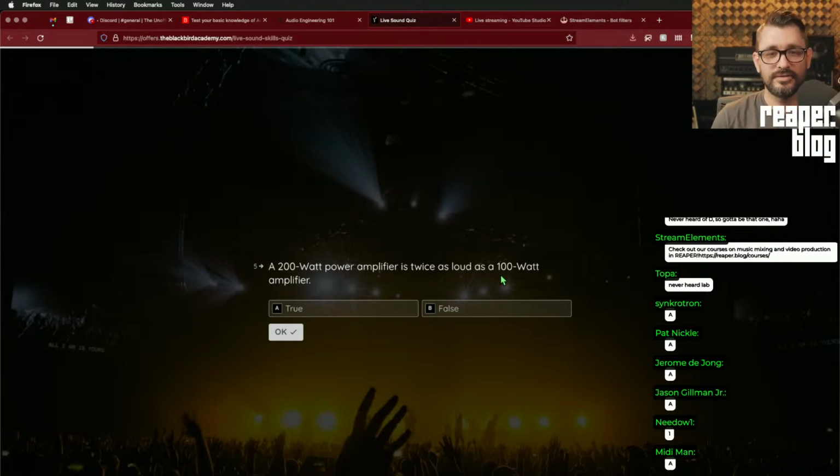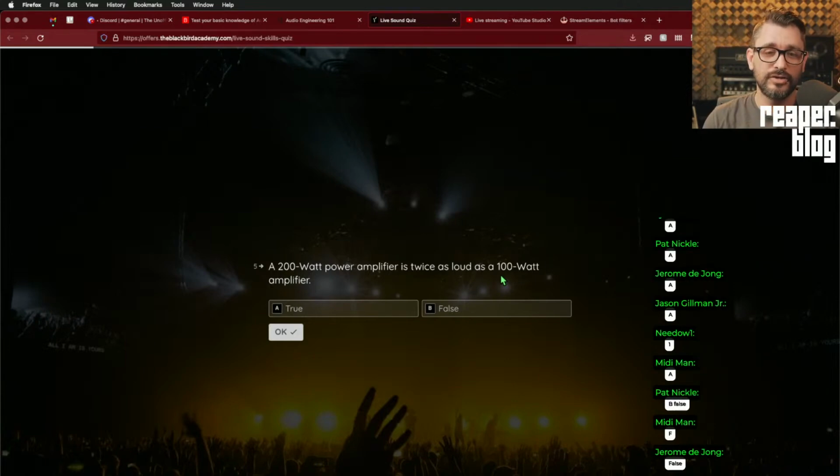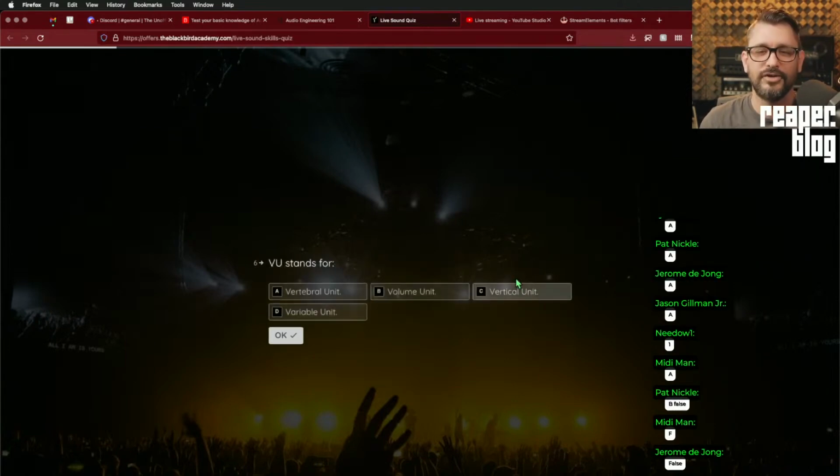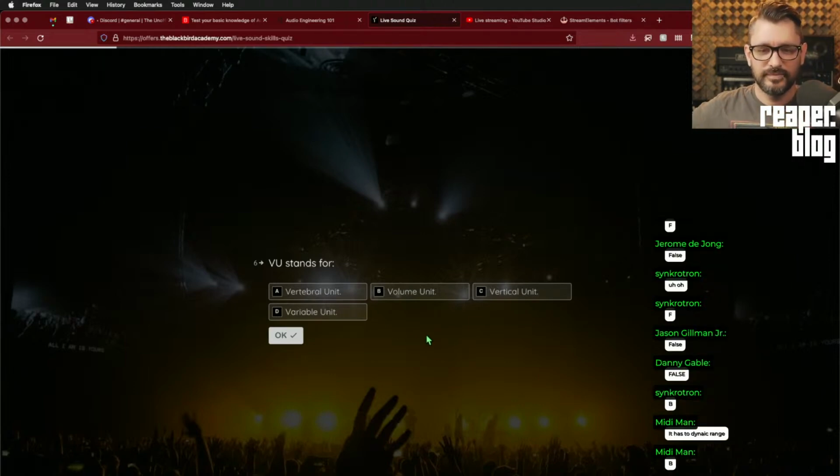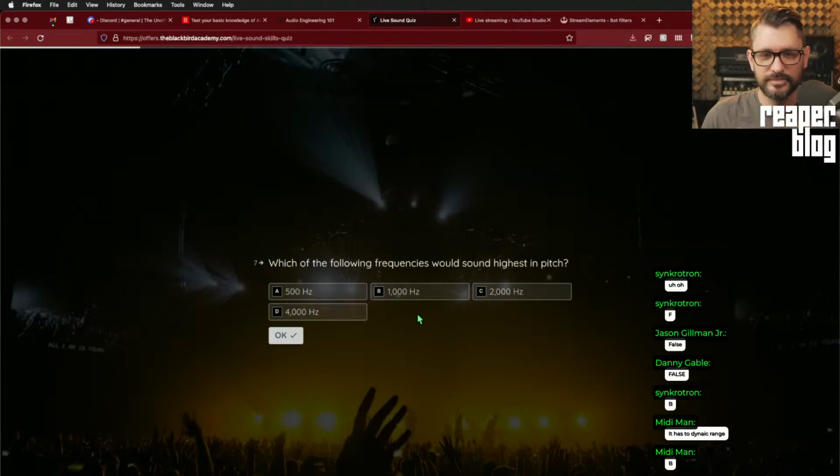True or false? We're talking about volume. Volume is not linear. I don't know what the actual difference would be in sound, but I know that it's not linear. We can't just multiply by 2. U stands for vertebral unit, volume unit, vertical unit, variable unit. B, volume unit. So far, these are pretty easy.